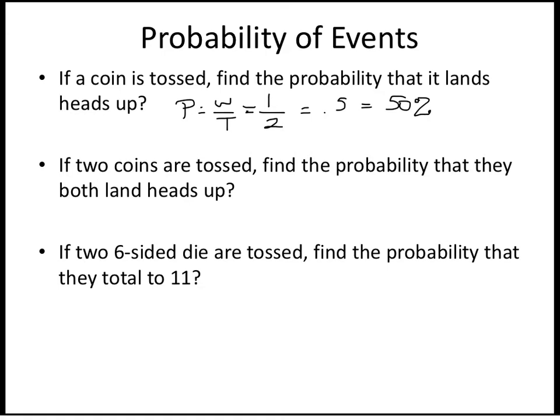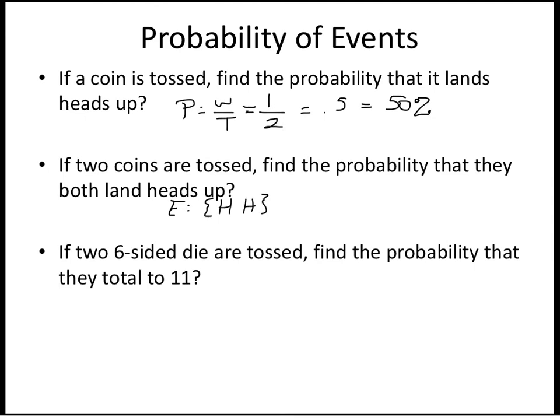If 2 coins are tossed, find the probability that they both land heads up. Now this is a slightly more complex thing, because now we not only have 1 coin, we have 2 as well. So my event is that I want a head for the first coin and a head for the second coin.